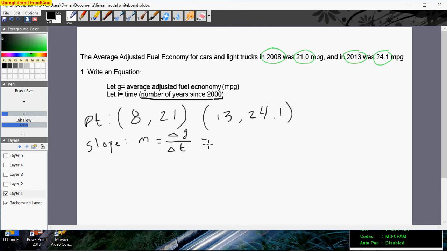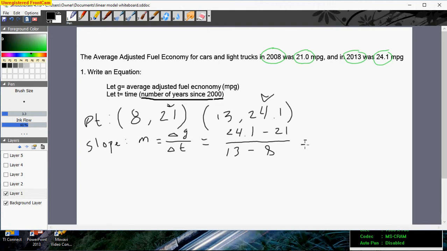Now we get to plug in what we need to plug in. We're going to put in 24.1 minus 21, and you see where I'm getting these numbers from here and here. Then, because I want to follow the order that I've done it already in, I'm going to put 13 minus 8. You are going to get a fraction here. If you punch this out in your calculator, you're going to get a decimal.